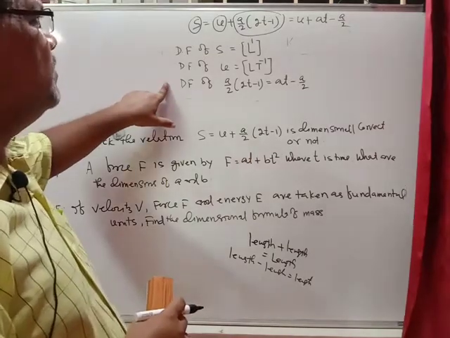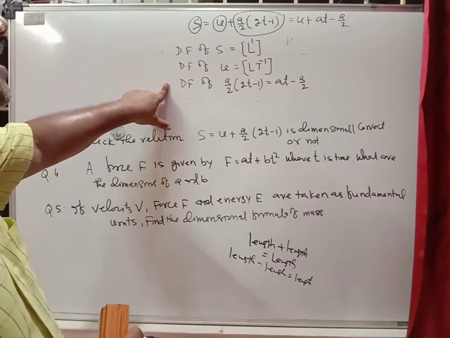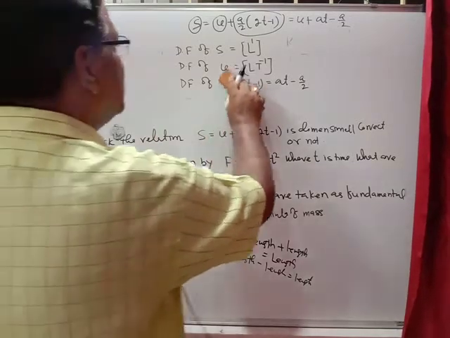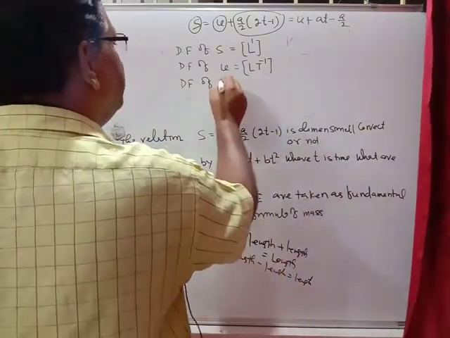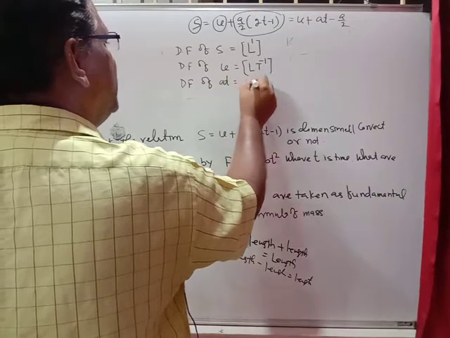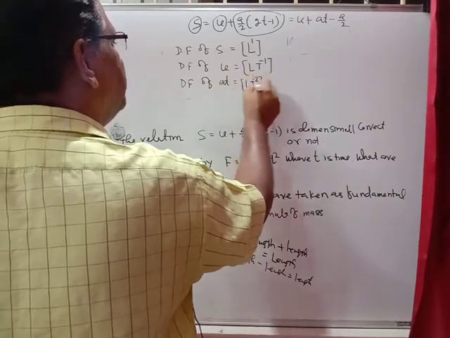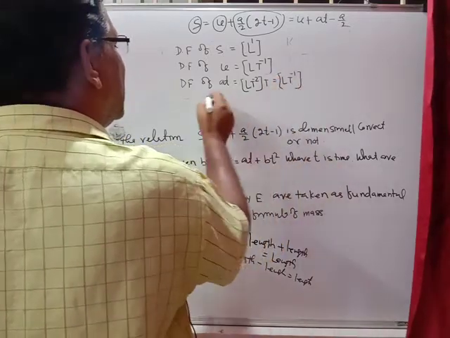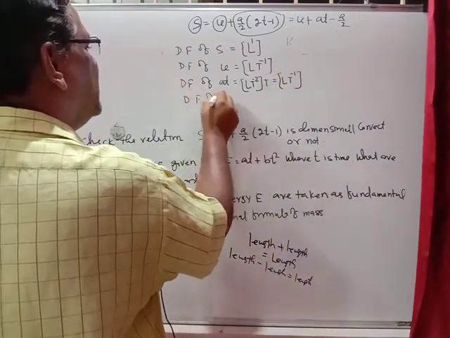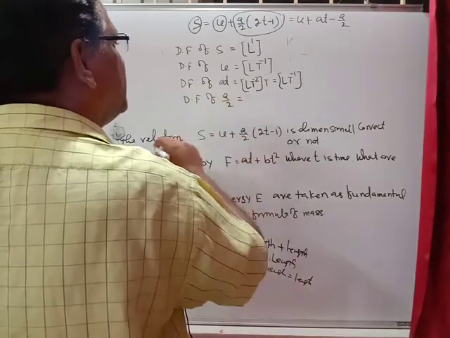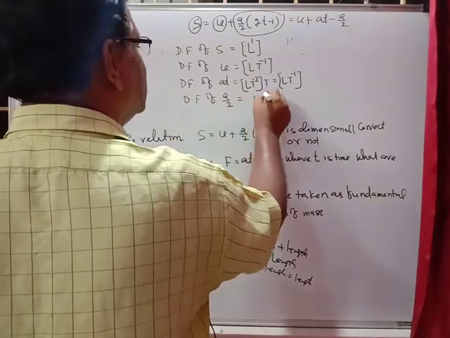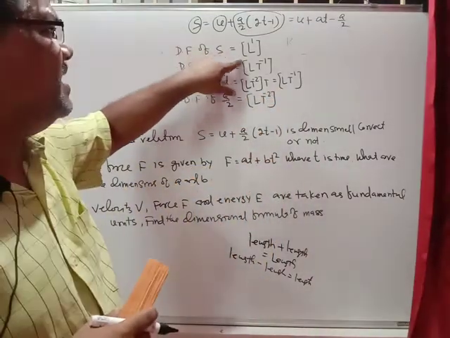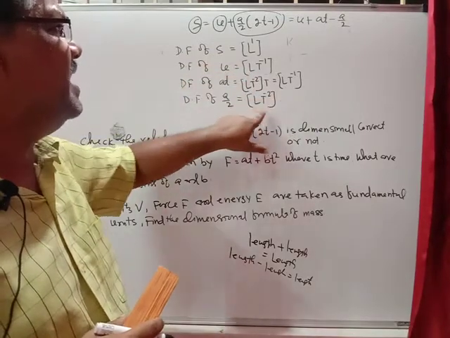Actually, the dimensional formula you can take for the AT. Dimensional formula of AT, A equal to LT minus 2 into T, will be equal to LT minus 1. Another is the dimensional formula of A by 2, which will be equal to LT minus 2. You must be knowing that the dimensional formula of S equal to L. So this is LT minus 1, LT minus 1, LT minus 2.